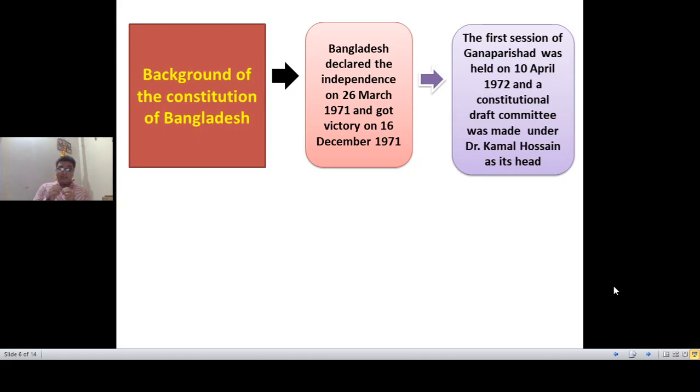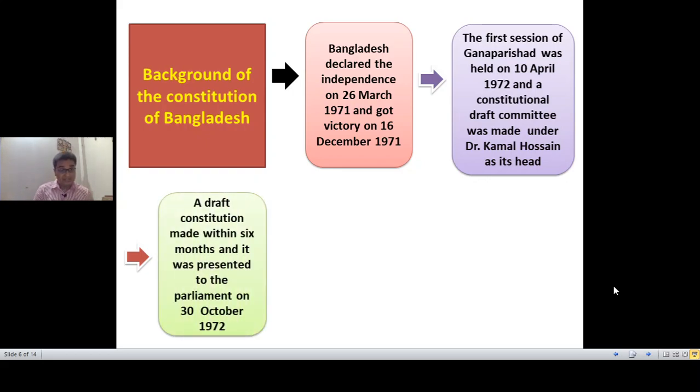The first session of the Constitutional Assembly or Gana Parishad was held on 10 April 1972 by the order of the President of Bangladesh at that time, and Dr. Kamal Hussain was the head of the draft constitutional committee. Dear students, now I'm going to talk about the next information. A draft constitution was made within 6 months and it was presented to the parliament on 30 October 1972.